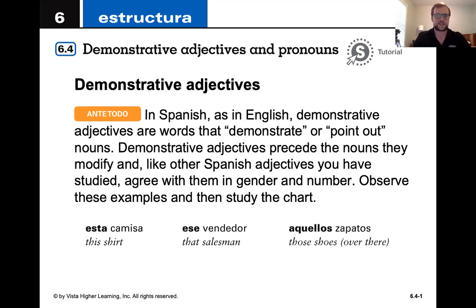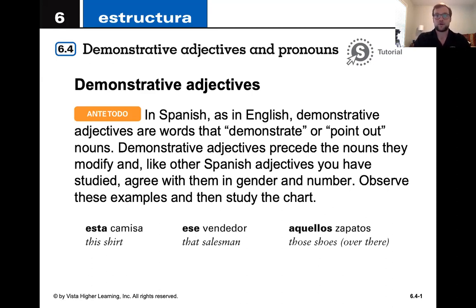Okay, so let's look at these examples. All right, here we have esta camisa, right? Esta camisa, this shirt, este vaso, okay? Now, an important thing I have learned for these is this and these have T's. That and those do not, okay? This and these have T's. And we'll look at the chart here and you'll see what I mean. But let's look at the other example.